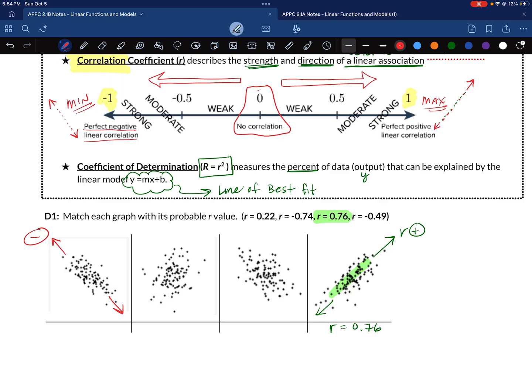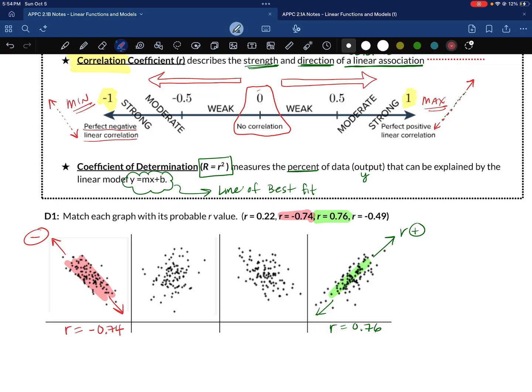And then I would do the same thing on the other side, honestly. It looks like this guy over here is pretty strong, but it's negative. So I would say that this is probably R equals negative 0.74. So again, getting close to -1, so it's pretty strong. So look what I'm left with.